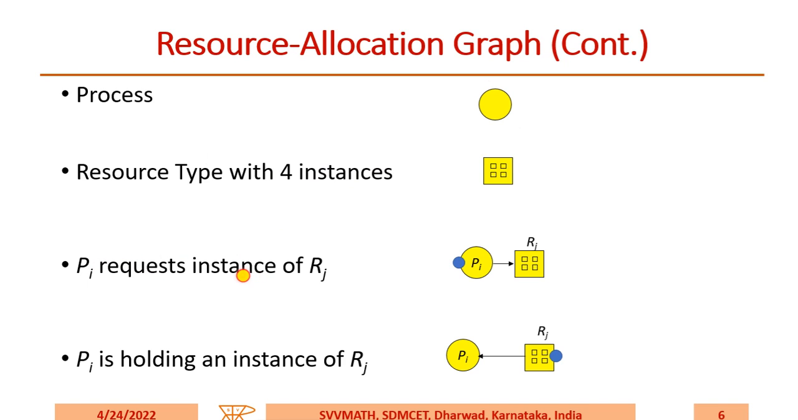Pi requests an instance of Rj. Similarly, now Pi is holding an instance of Rj. How do we represent it? Rj is held by Pi, you can say. Pause the video and try to understand this.